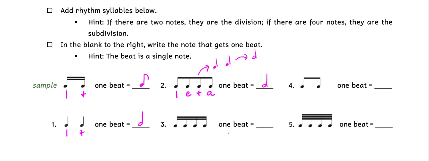All right, number 3 is a subdivision. So again, 1 e and a. And now we have to think of what note value is 2 levels higher. So a 16th goes to an 8th, goes to a quarter. So a quarter note gets 1 beat. Number 4 is a division. So we go 1 and the next higher value up is a quarter note. So this is a quarter note beat.